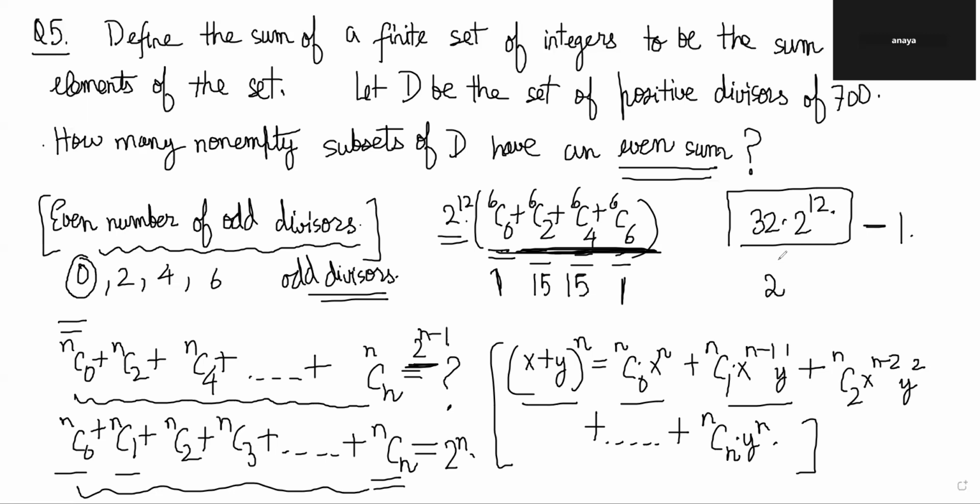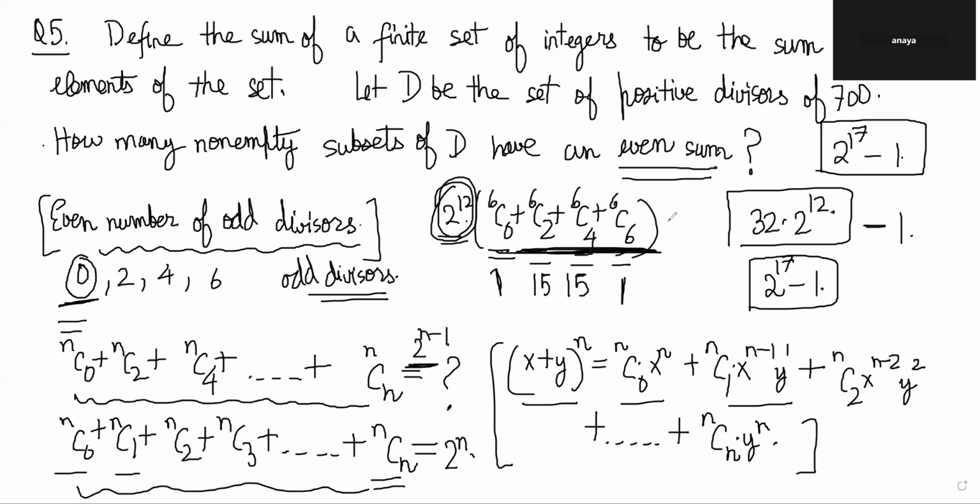Basically, you're getting 2 power 17 minus 1. If you do 2 power 17, that's the total number of ways, but that includes the empty set, where you have not selected any odd divisor and you also have not selected any even divisor. So the answer will be 2 power 17 minus 1.